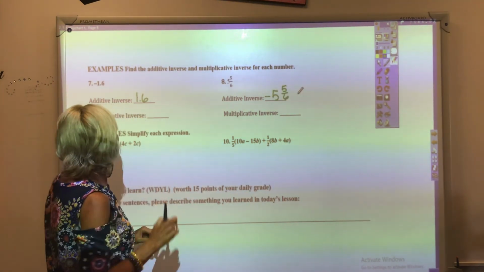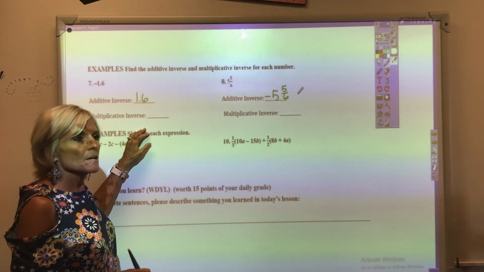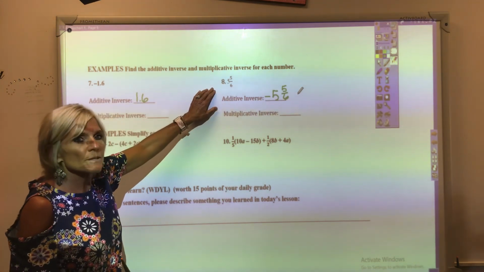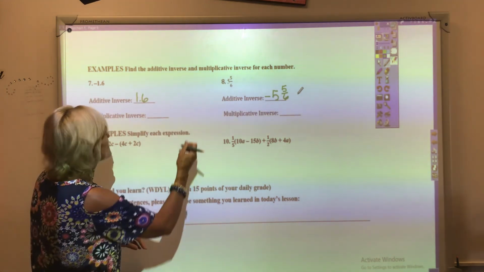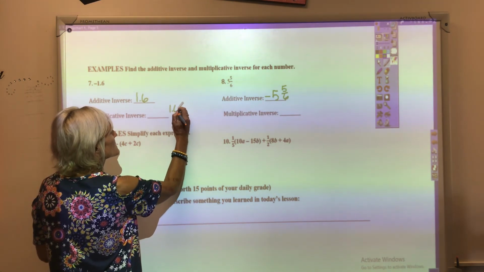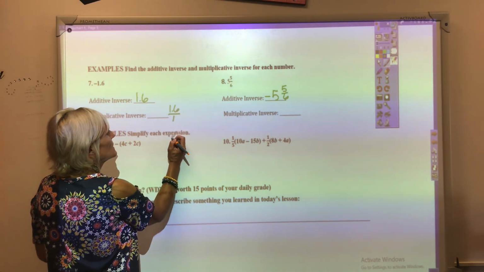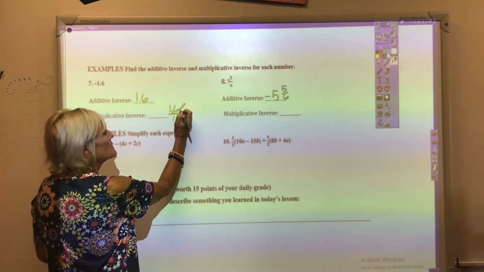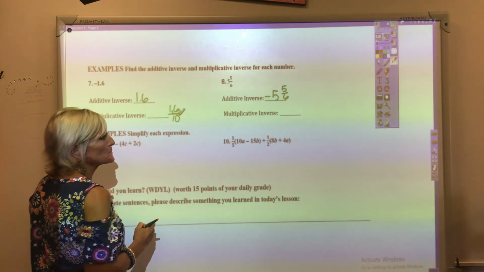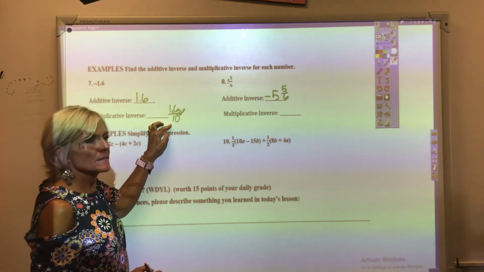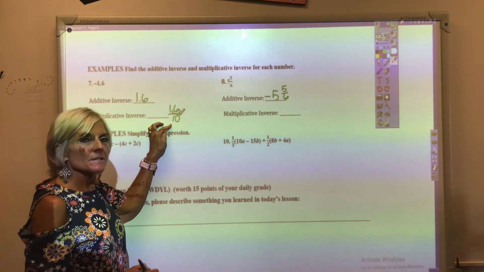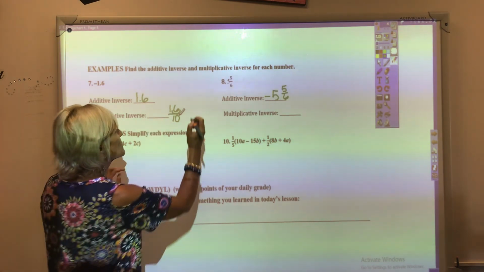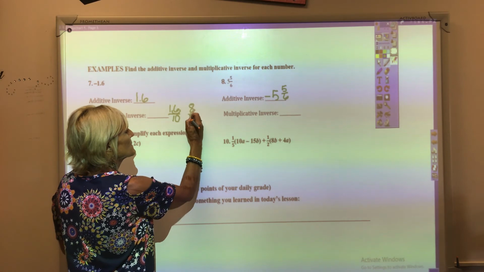Now we get a little more complicated with the multiplicative inverses because we have to turn both of these into improper fractions. So to start with, if you have 1.6 over 1, you want to move your decimal out of that, so you move 1 to the right, meaning you add a 0 on the bottom. So we have 16 over 10. This needs to be reduced because both 16 and 10 are divisible by 2. So if we divide both of these by 2, we're going to have 8 fifths.